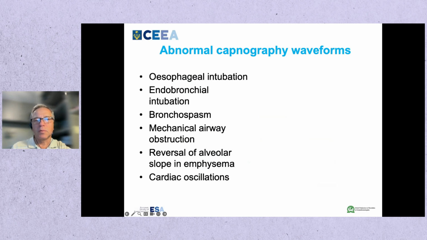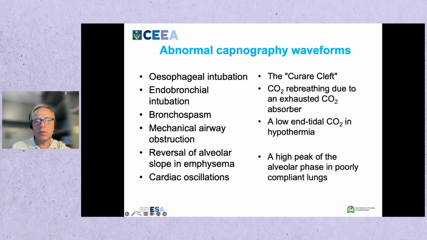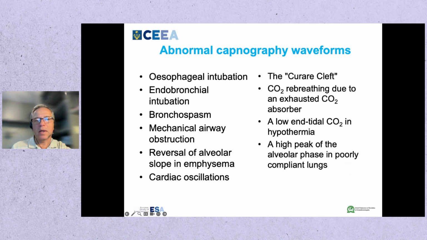What are the abnormal capnography waveforms? It could be a waveform during esophageal intubation. We'll talk about all of them in turn. And bronchial intubation, bronchospasm, mechanical airway obstruction, reversal of the alveolar slope in emphysema, cardiac oscillations, as well as coronary cleft, CO2 rebreathing due to an exhausted CO2 absorber, low end tidal CO2 in hypothermia, a high peak of the alveolar phase in poorly compliant lungs, and of course, malignant hyperpyrexia.